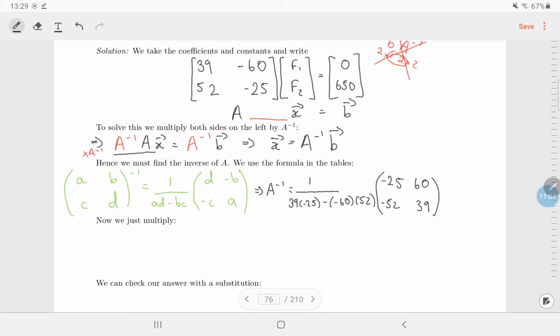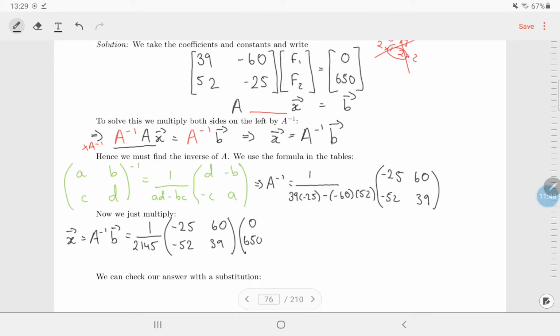So now just multiply. What I mean by this is x, the vector x, just in the line beforehand, is equal to A inverse B. And so I'm going to tidy up this fraction on the bottom. So I get 39 by minus 25, minus plus 60 by 52. I get 1 over 2145. And we still have minus 25, 60, minus 52, 39 times the constants, which are 0 and 650.